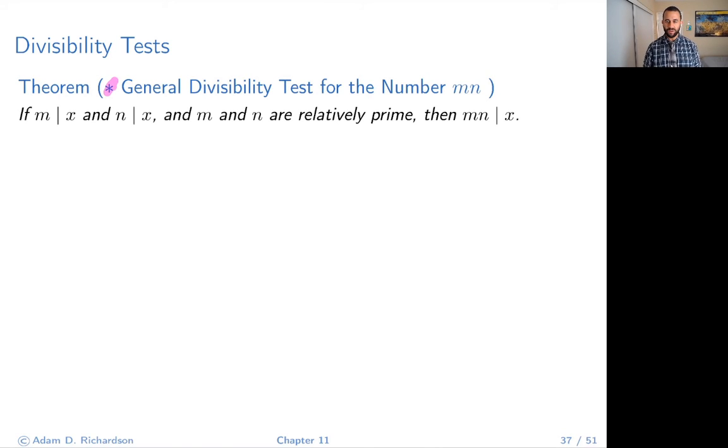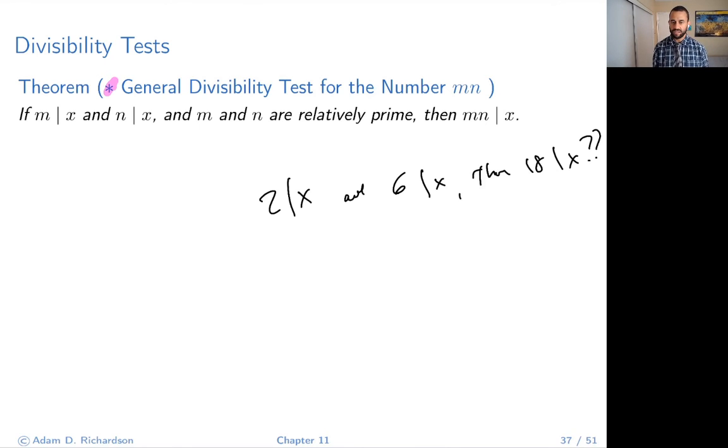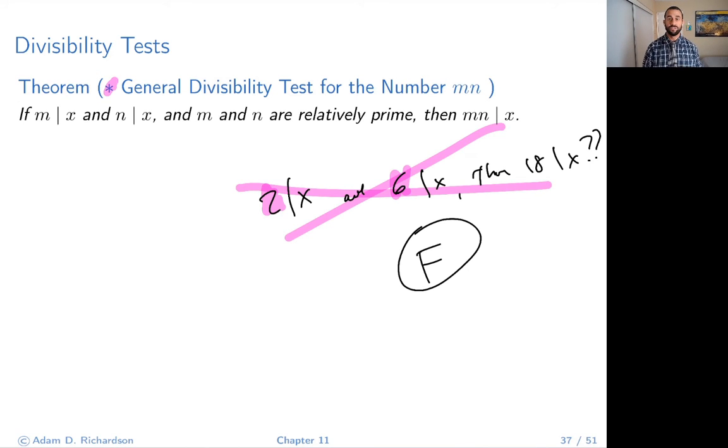Remember, we were looking at that one question, and for some reason it was false. It was like, if 2 divides a number and 6 divides a number, then 18 divides a number. And we were like, is that true or is that false? And it turned out to be false. The reason for that is because 2 and 6 are not relatively prime. They share a common factor. And because of that, this statement is not true.